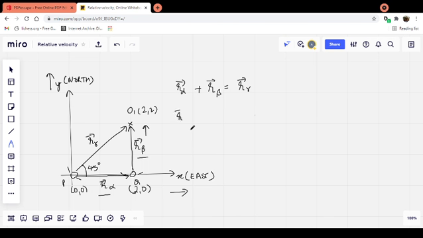So R gamma vector is some R beta vector. I want to write what is R beta vector. That is the position of object O1 with respect to the object Q. Then I would write it as R gamma vector minus R P vector, R alpha vector.